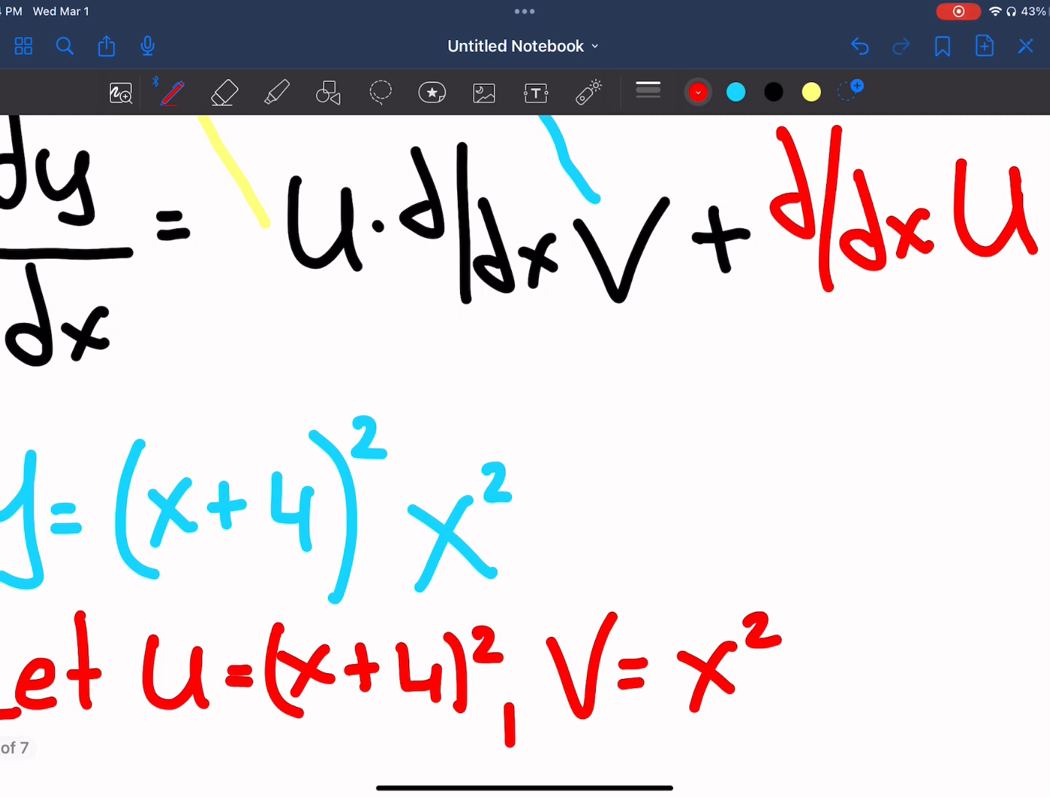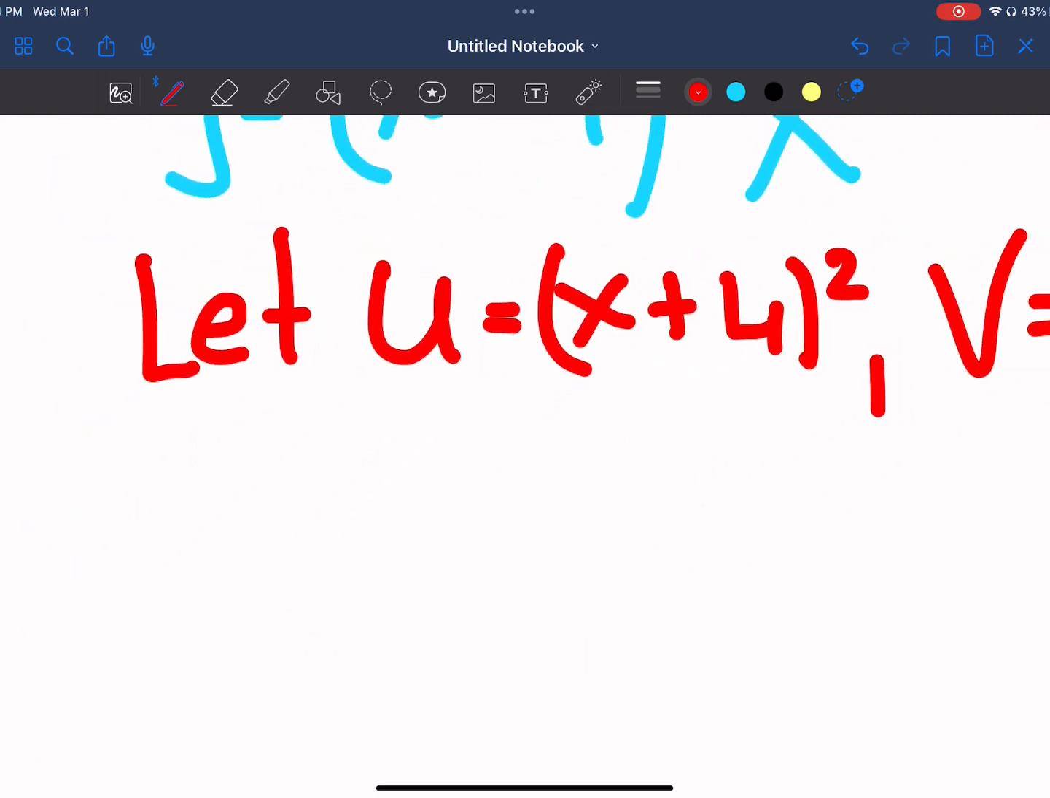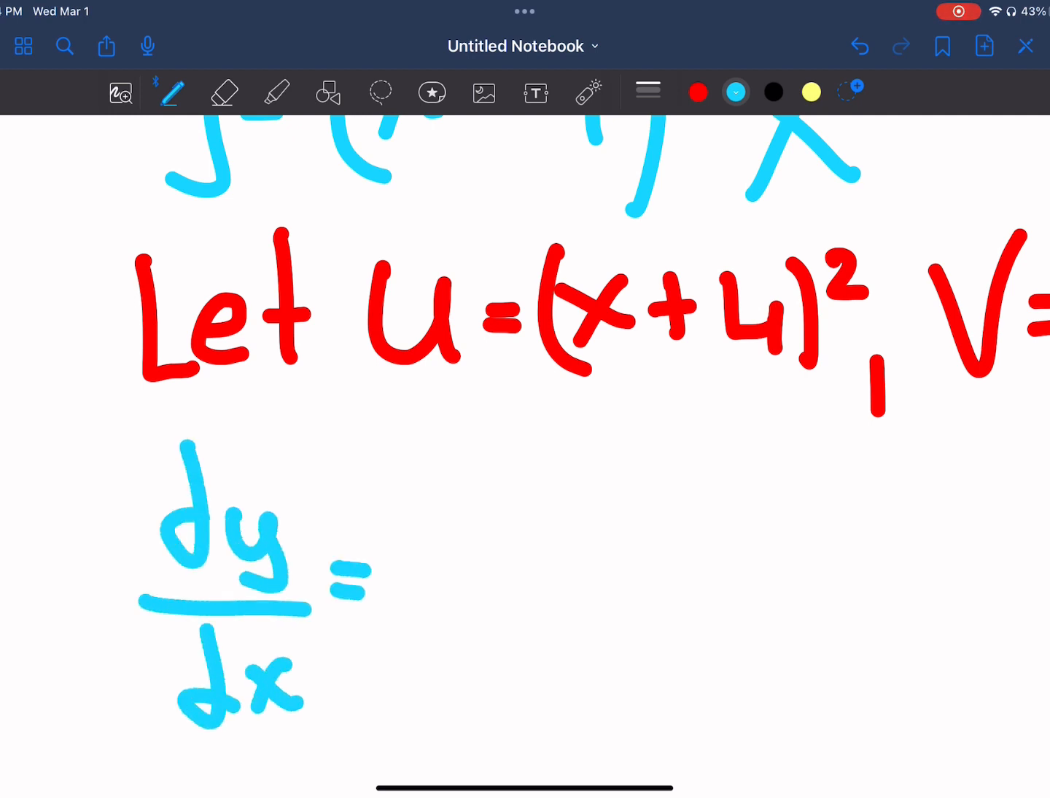Now if you notice, it's u times the derivative of v plus the derivative of u times v. So we can find the derivative of u. I'm sorry, this should be du by dx. So I made a slight error, but nevertheless, we'll proceed. It's not detrimental.